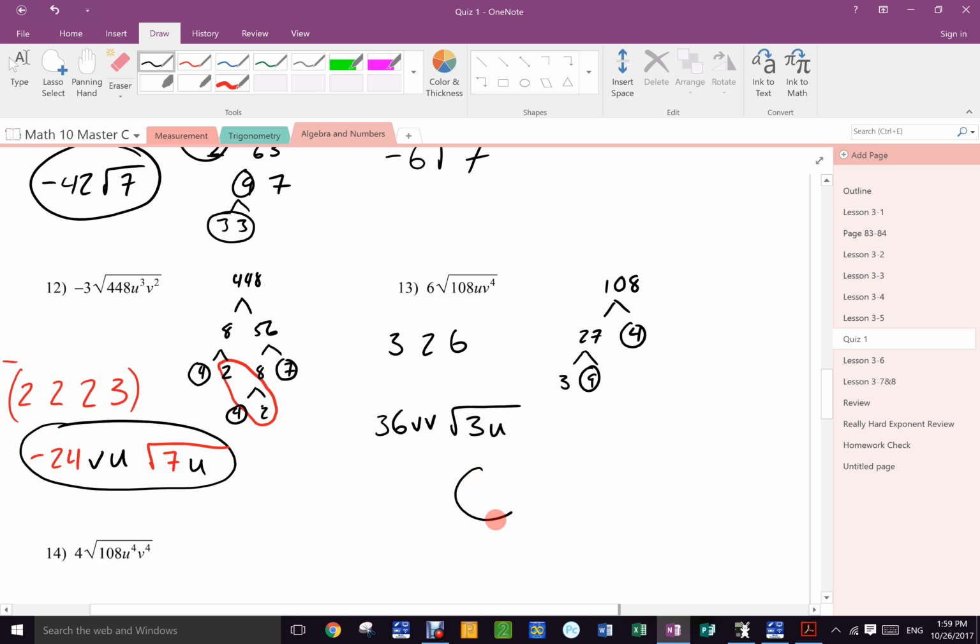Would a math guy ever write vv? No. Only if he was trying to draw a vampire, which would have been so much cooler if my computer didn't freeze.